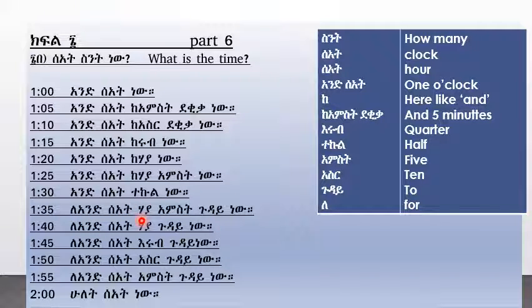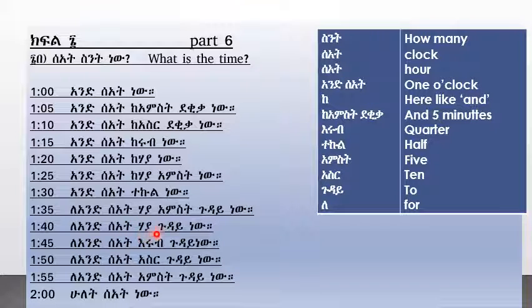After you tell 25 minutes past, you're going to the next full hour. So 35 is ለአንድ ሰዓት 25 ጉዳይ ነው. See? 25 minutes to. ለአንድ, here you need the preposition ለ. For 1 hour it is remaining. ለአንድ ሰዓት 25 ጉዳይ ነው.